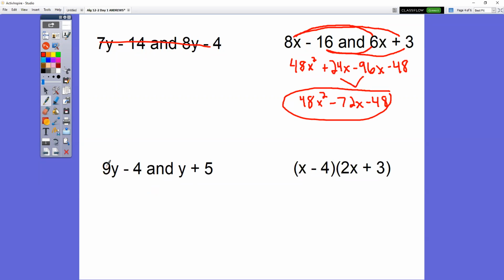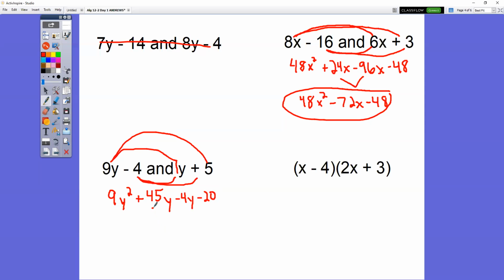Take a look at this one. Now, in this one, notice that we have a 9y and then just a y. People every year, for some reason, get very confused when it's like that. If there's just a y all by itself, remember that anytime you have a letter all by itself, there's really a 1 in front of it. That helps people out sometimes. 9y times 1y is 9y squared. 9y times 5 is 45y. Inners, -4 times 1y is -4y. -4 times 5 is negative or minus 20.